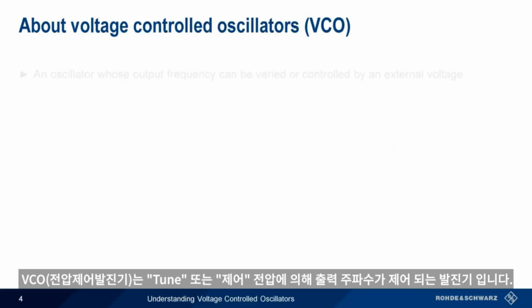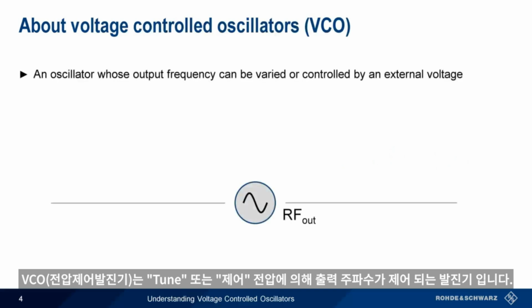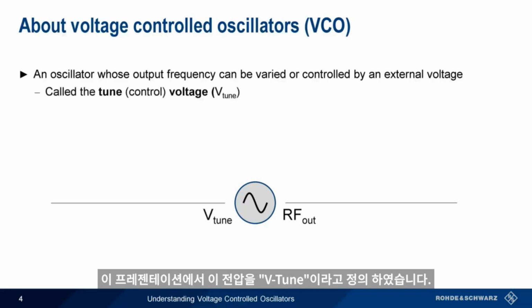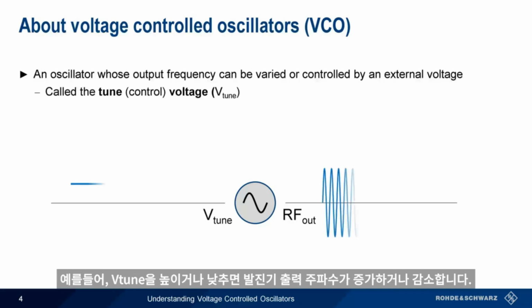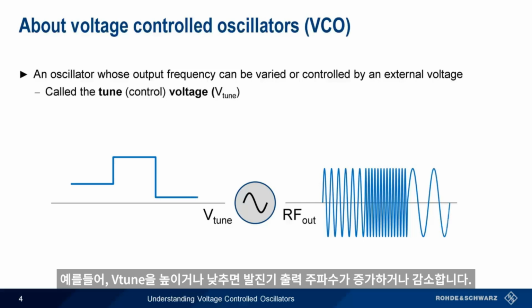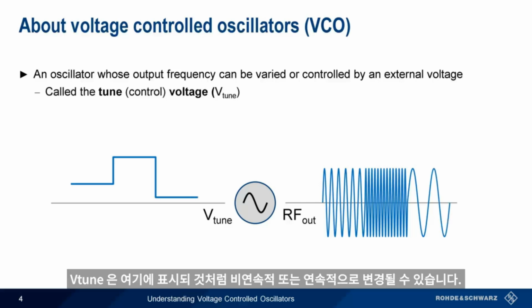A voltage-controlled oscillator is an oscillator whose output frequency is controlled by an external voltage, called the tune or control voltage. In this presentation, we'll refer to this voltage as V-tune. For example, increasing or decreasing V-tune causes the oscillator output frequency to increase or decrease. The tune voltage may be changed in discrete steps, as shown here, or continuously.